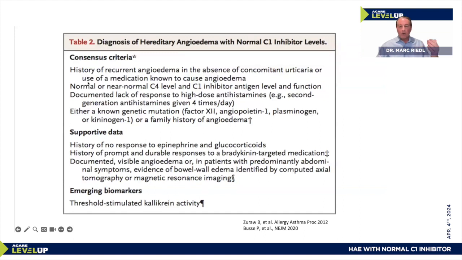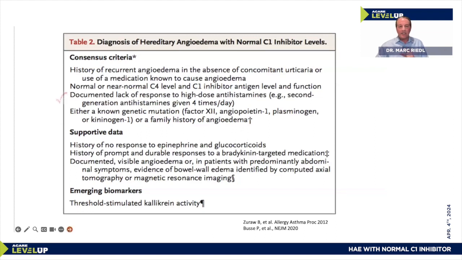Of course, as you know, recurrent angioedema without wheals, normal C1 inhibitor testing, the documented lack of response to high-dose antihistamines borrowed from the urticaria literature, as Thomas mentioned, and then, of course, the identification of these known mutations we've been talking about, or a family history of angioedema. And then we have some supportive diagnoses that are really either the response or lack of response to targeted medicines: lack of response to epi and glucocorticoids, prompt responses to bradykinin targeted medications, which again, Thomas mentioned, and then clear documentation that there is angioedema, either cutaneous or gastrointestinal.